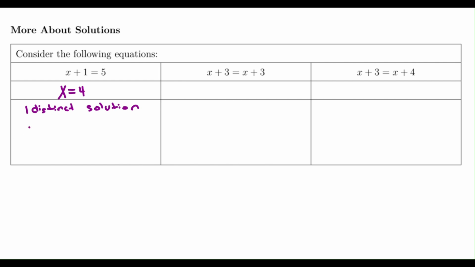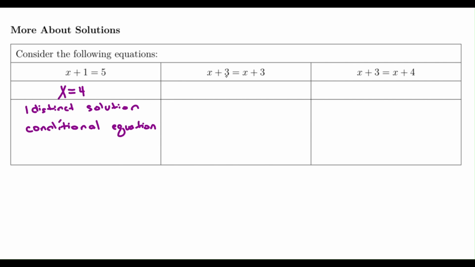We could also call this a conditional equation. We would say that it's a conditional equation because it's true, but only under the condition that x equals 4. Right? When x equals 4, this equation is true.